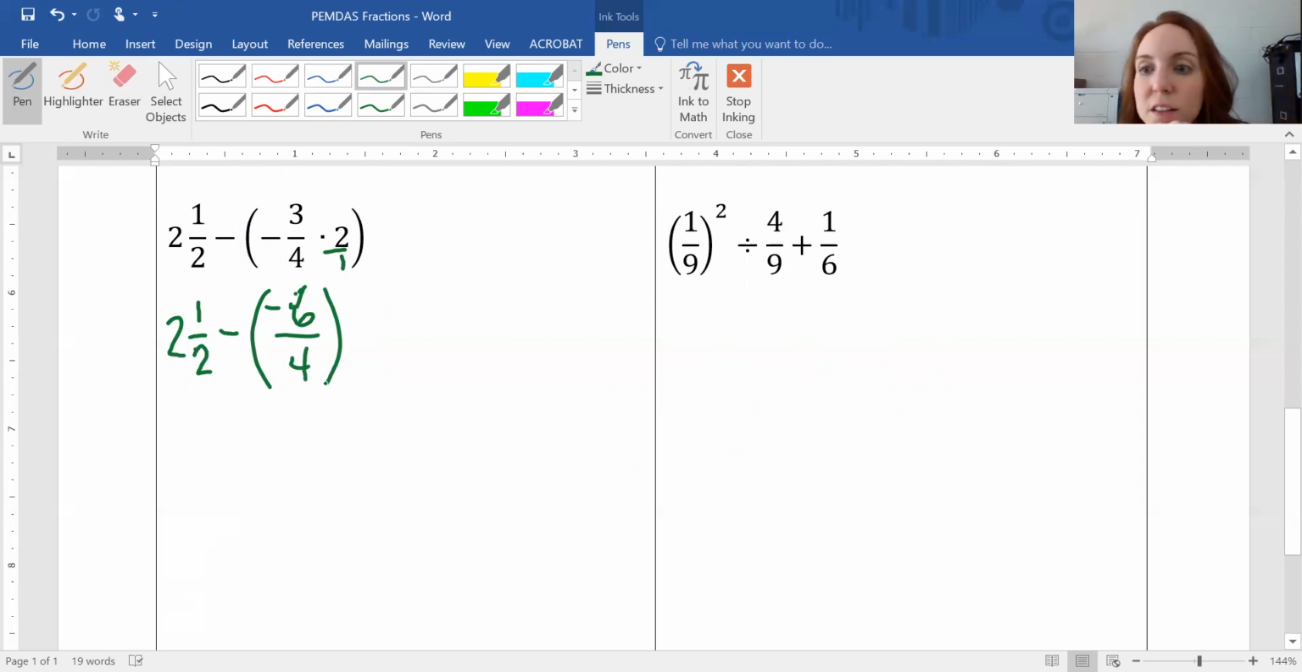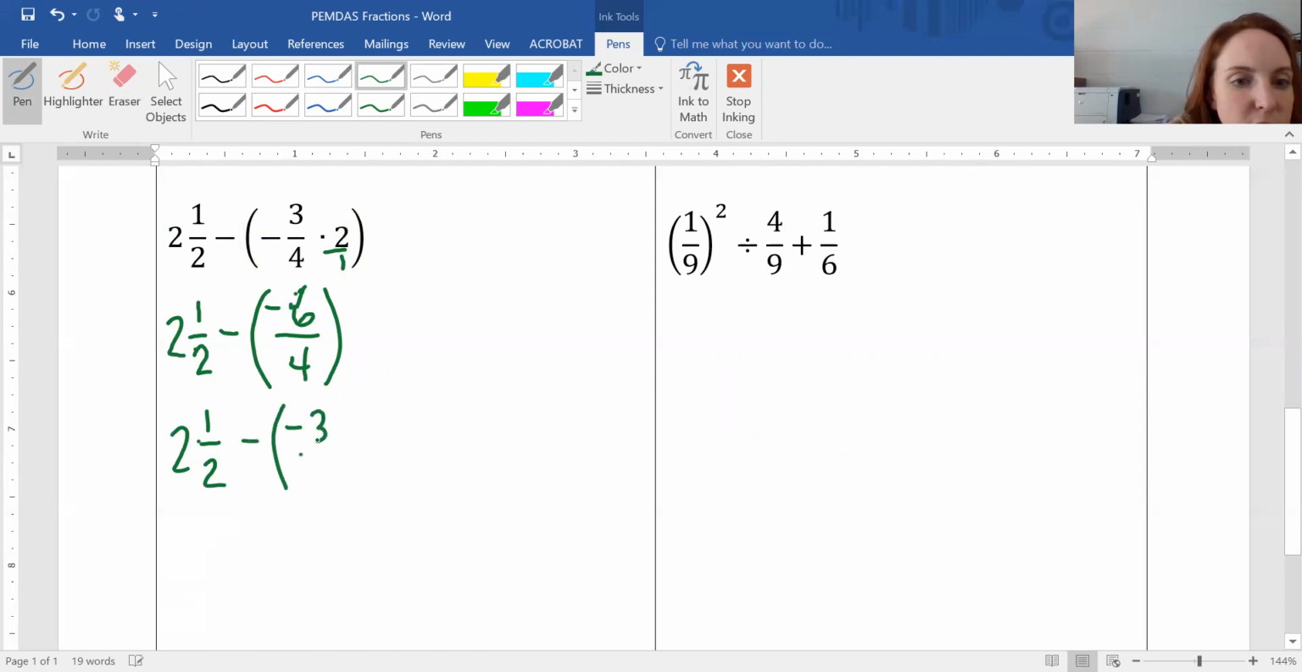And I just realized, we could have simplified, right? 6 and 4 both divide by 2. So really we have 2 1/2 minus -3 over 2.